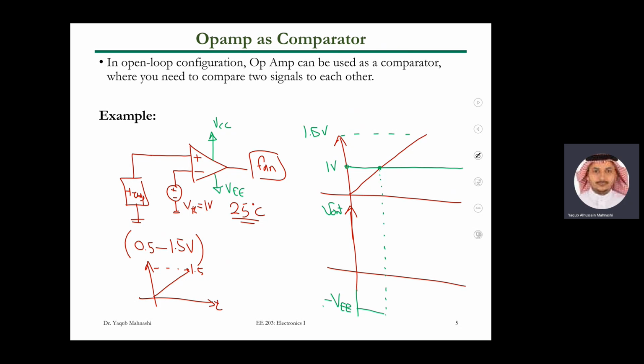Once the V positive becomes higher than the V negative, what will happen? This one will switch to VCC. So this one will go all the way to VCC. And imagine that the fan will turn on here. So the fan will turn on once you have the high temperature. So the fan can be on in this case. Okay? And this is a very simple circuit for the comparator. You can always compare things together. Any questions?